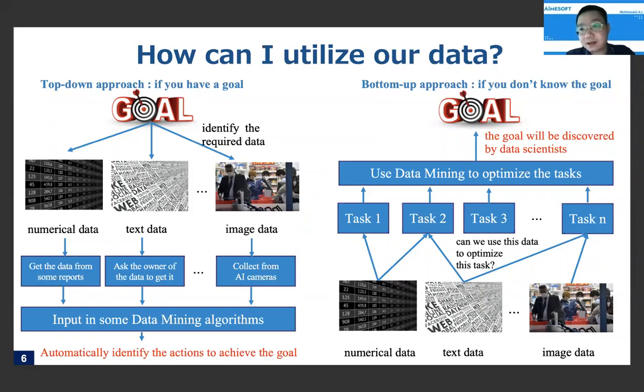You have lots of data, but you don't know what to do with that data. In that case, you need to use the bottom-up approach. That means you have lots of data here: numerical data, text data, image data. You input the data into the task. So first you need to ask, can we use this data to optimize this task?